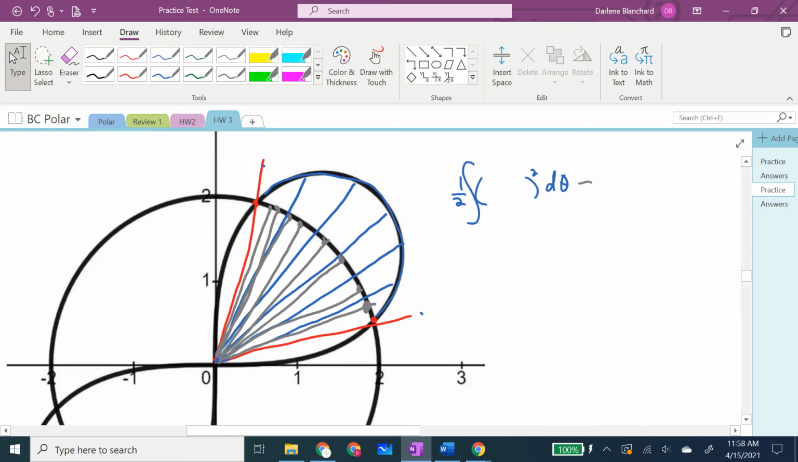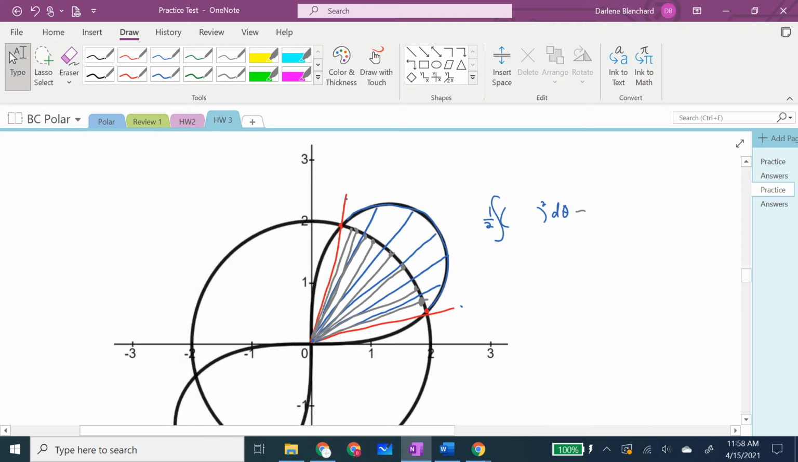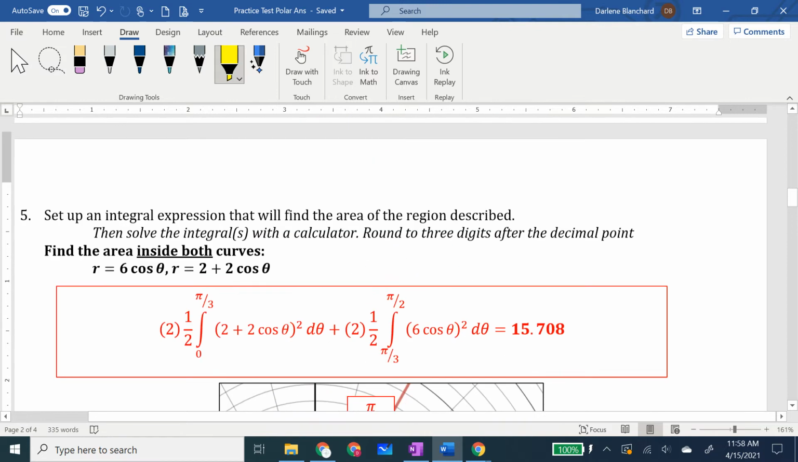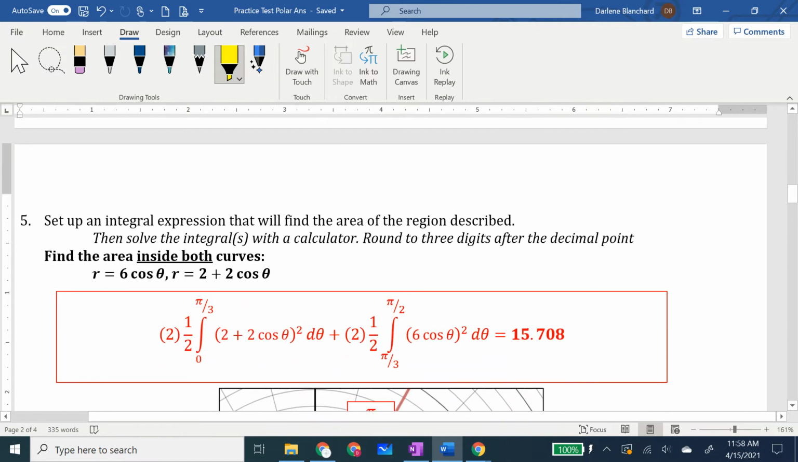And we'll keep practicing as we go along. Now, the third area will be inside both. With inside both, that would be like number 5. Number 5 was inside both. And can someone verify that integral answer?